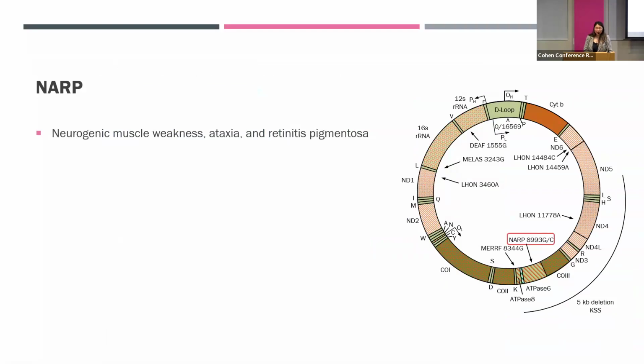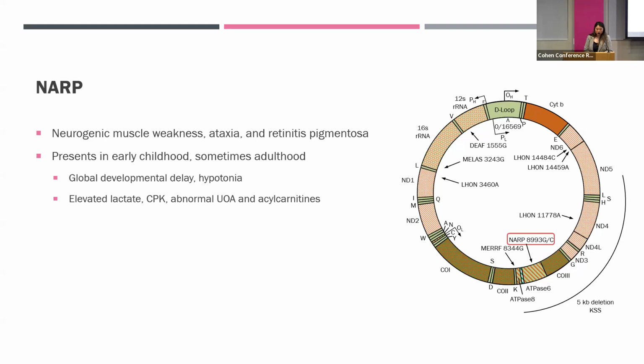Another phenotype that you'll see is called NARP: neurogenic muscle weakness, ataxia, and retinitis pigmentosa. On the bottom there, you'll see 8993 is the most common mutation. These present in early childhood, sometimes in adulthood as well. Global developmental delay, hypotonia. You see, there are some themes here. They present with quite elevated lactate, CPK, which is a muscle enzyme, and abnormal urine organic acid and acylcarnitine profile. It's in the ATP6 gene, and the 8993T mutation is the common one.